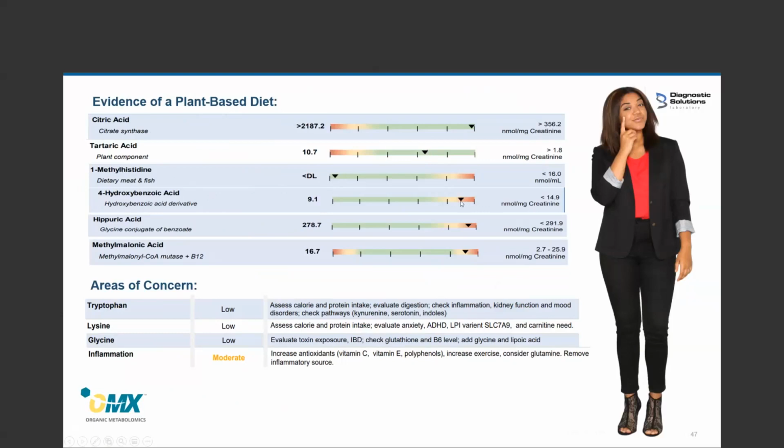anthocyanin markers, so purple type of foods. Hippurate also goes up with polyphenol intake. And then methylmalonic acid. So that goes up with B12 issues. So also you see issues with B12 when somebody's on a strict vegan diet or even more plant-based focus. And then she has some other areas of concern. Her tryptophan was low, her lysine was low, glycine, and so she had some moderate inflammation.